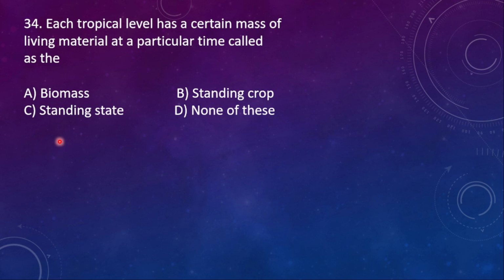34. Each trophic level has a certain mass of living material at a particular time called as A. Biomass, B. Standing crop, C. Standing state, and then D. None of these. Here the right option is B. Standing crop.